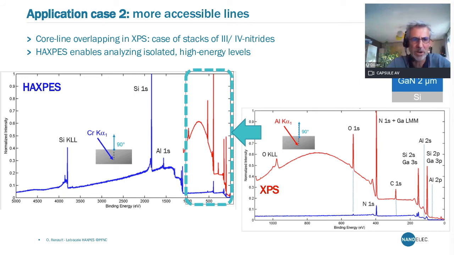Switching to hard X-ray excitation with a chromium source, you get access, as you can see very easily, to deeper core lines of silicon and aluminum, silicon 1s and aluminum 1s, which are very well separated. And immediately you see that with HAXPES, you can have a decent, so to speak, analysis of this sample, which was previously not possible using conventional XPS.